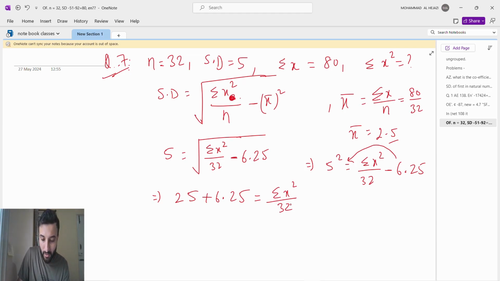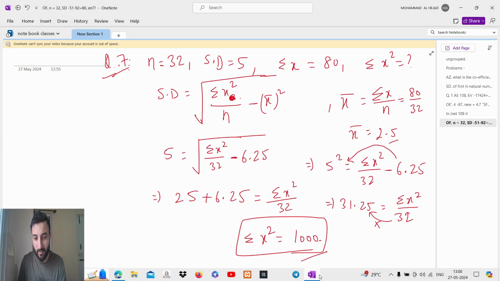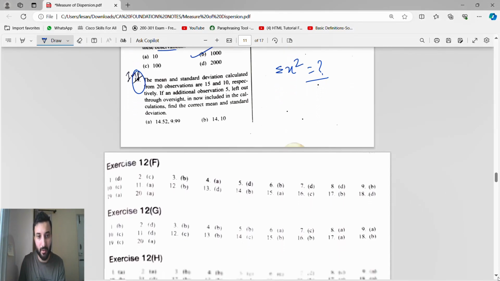Now we will do 25 plus 6.25, which is 31.25. So 31.25 equals summation of x square by 32. Now we will send the 32 to this side, it will multiply. 31.25 into 32, we will get 1000. So the sum of squares of the observations is 1000. We'll see the answer. Yes, the options have 1000, and the answer is 1000.